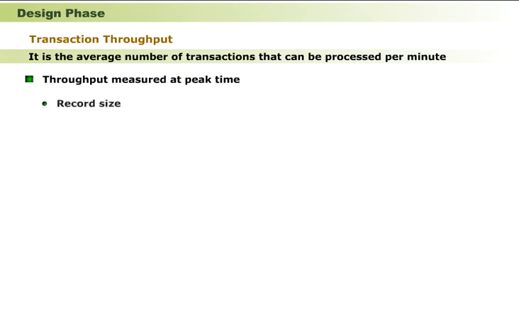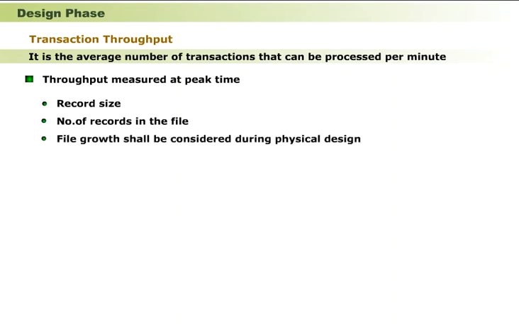Performance depends on record size and number of records in the file. Hence, we must estimate these parameters for each file. Estimates of file growth either in the record size because of new attributes or in the number of records should also be taken into account during physical database design.